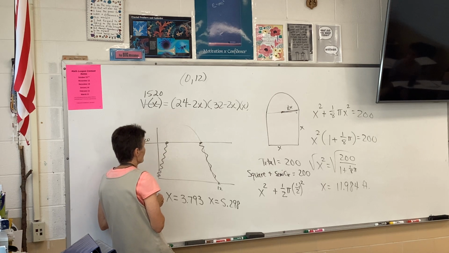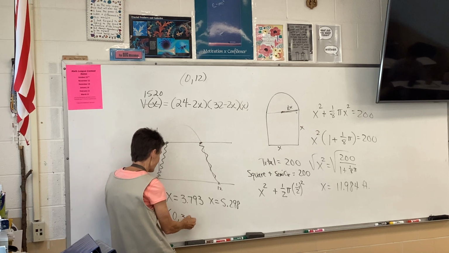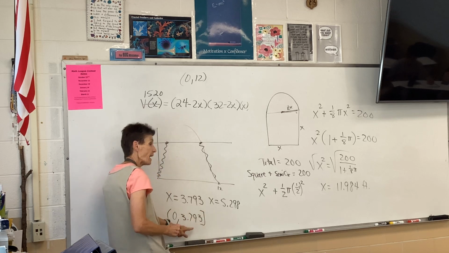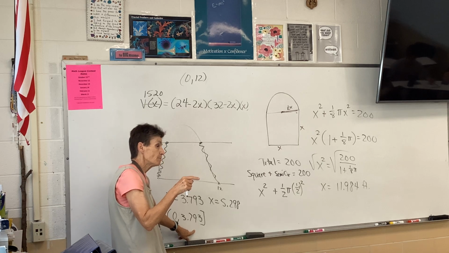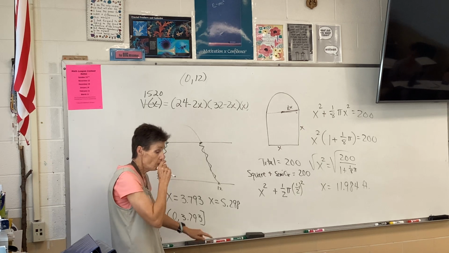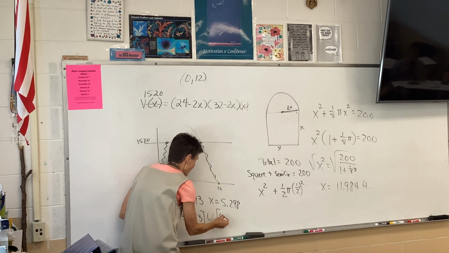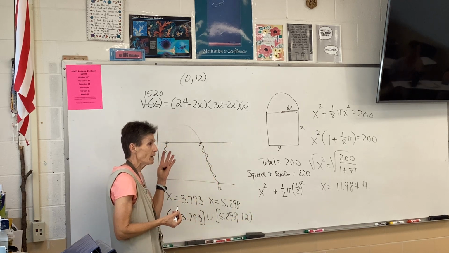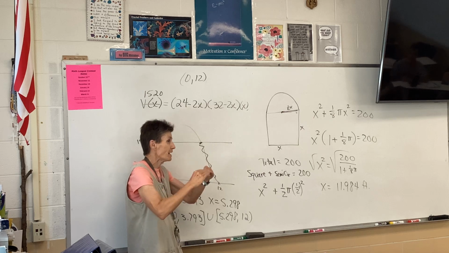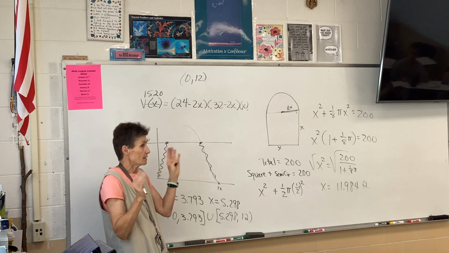Okay, so this would be 0 to 3.793, and that could be bracketed because it says no more than, which means it could equal that, right? And then, what's this? This is 5.298 to 12. Now, why do I end at 12? Because that's where the problem ends. X can't be bigger than 12. So we're done at that point.